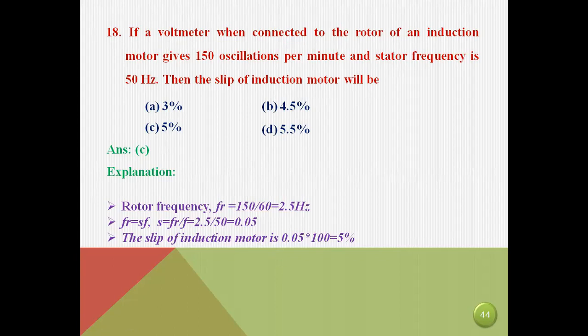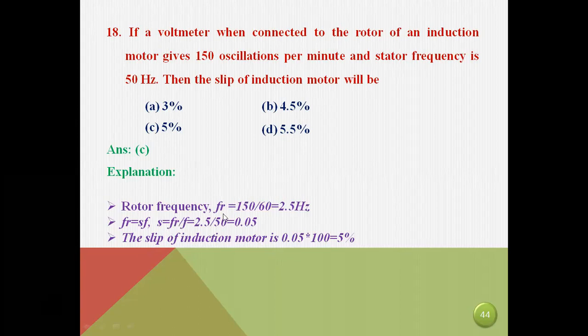S equals Fr upon F, because the rotor frequency is equal to slip into the frequency of the induction motor, or the maximum frequency of the induction motor. We have Fr equal to S into F, but we are supposed to find S, so we can take Fr upon F. F is given here. This is the stator frequency, the frequency of the induction motor. You are supposed to find the rotor frequency. How can we calculate it? We have the equation Fr upon F.